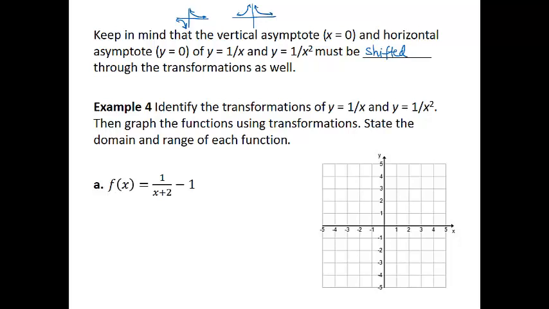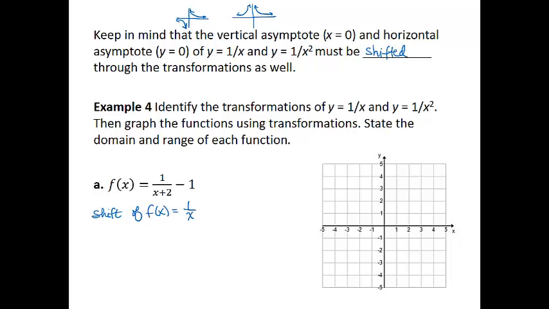So these are the functions that we're going to shift around, and it's a good idea if you can find the intercepts, because those typically will help you, and then think about how we're going to shift that basic function. The first function that we want to shift is f of x equals 1 divided by x plus 2, minus 1. So first of all, identify that this is a shift of f of x equals 1 over x.